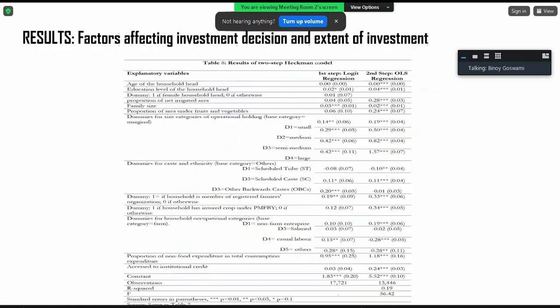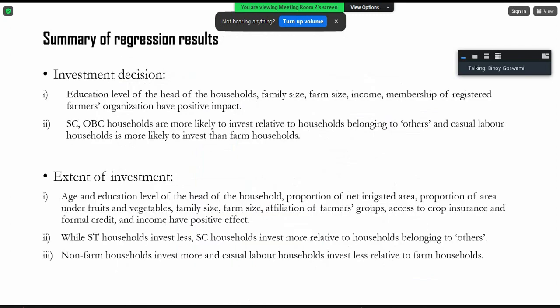Next, please. This is the third and last part: factors affecting the investment decision and the extent of investment. These numbers might be difficult for you to read, so please go to the next slide where I have summarized the results. For the investment decision, education level of the head of the household, family size, farm size, income, and membership of an organized farmers organization have a positive impact. SC and OBC households are more likely to invest relative to general category households, and casual labor households are more likely to invest in farm households.